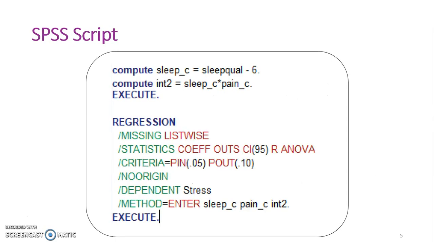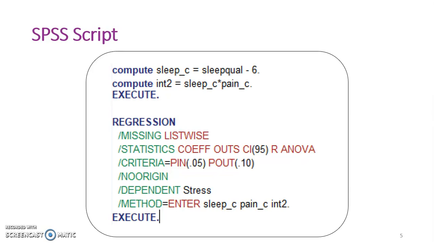So this is the script we would use for this moderation analysis. And we've already centered pain in this example, so we don't need to center it again. We have the centered variable already, but we do now need to compute a centered variable for sleep quality. So I've shown that in this first line where I'm, again, using the midpoint of 6 to center. And then I need to compute an interaction term. And I'm computing the interaction term by multiplying the two continuous centered variables. So it's the interaction, int2, is equal to centered sleep multiplied by centered pain.